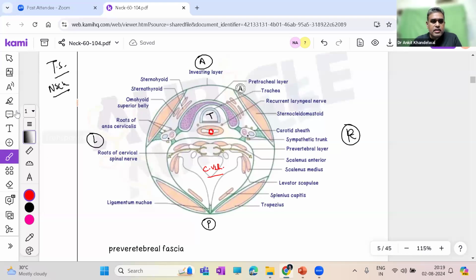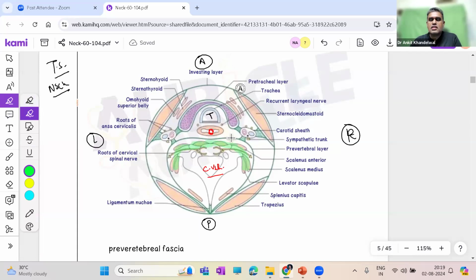And around the cervical vertebrae, let me highlight, these are all the group of muscles over here, right? These are all the group of muscles which are moving the cervical vertebrae. I hope you're getting the point. Different structures. But where are the vessels? Very good question.